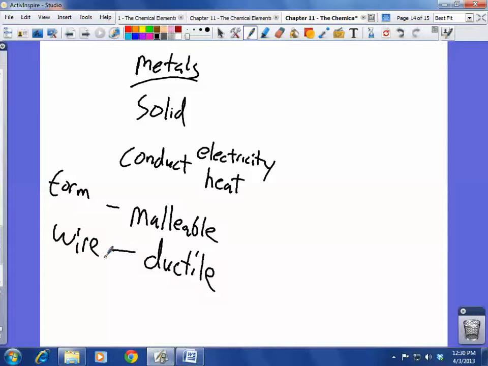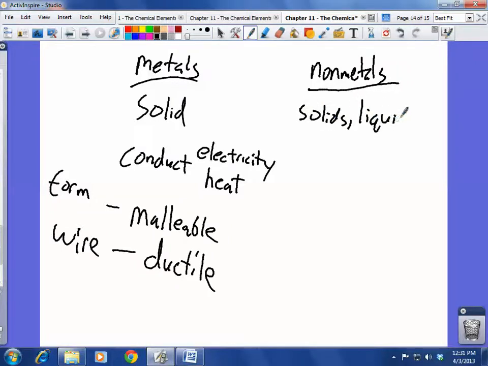Now, nonmetals, on the other hand, we can kind of think of as the opposite. So they're not all solids. If we look at the periodic table here, carbon, phosphorus, and silicon are solids, but nitrogen, oxygen, fluorine, and neon are all gases, and bromine's even a liquid. So nonmetals we can say come in solids, liquids, and gases.